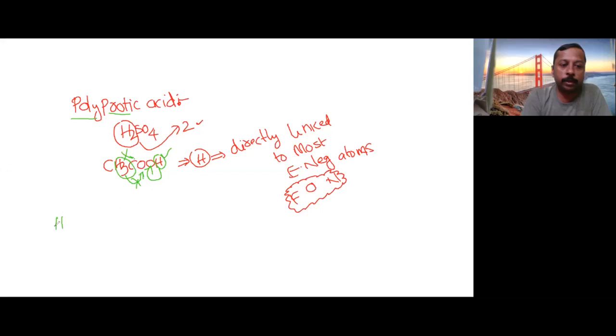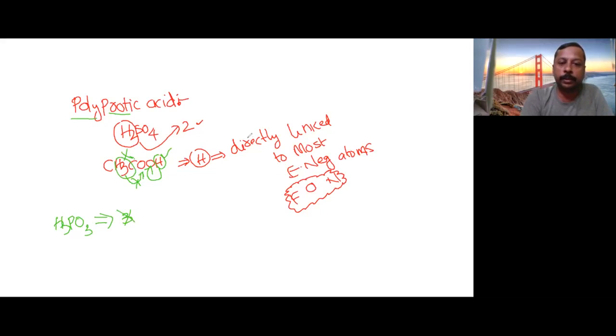Sometimes they stay together, but internally they don't stay together, like H3PO3. Most of the students, when H3PO3 is given, will say all hydrogens are together, so its basicity will be 3. No, it is not like that.